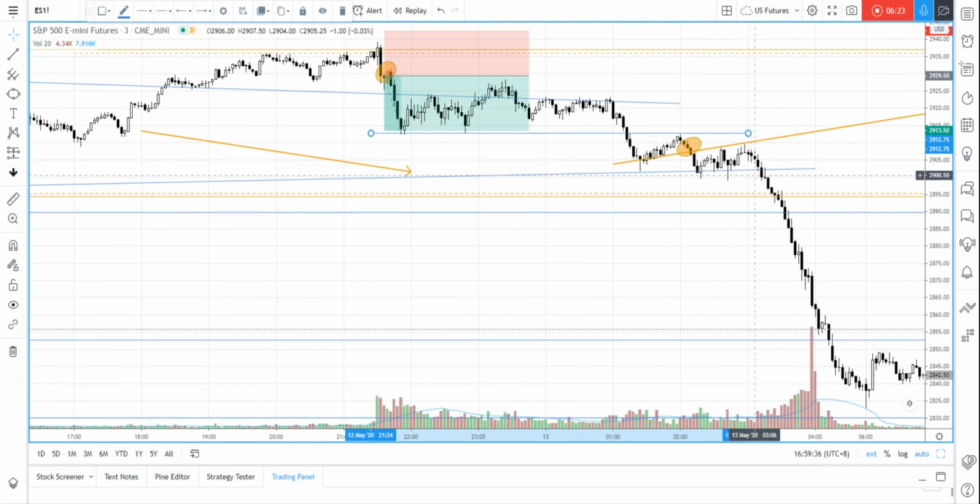And right after 3 a.m. here, we have seen some very sharp sell-off all the way to the 2900 level without any hesitation.